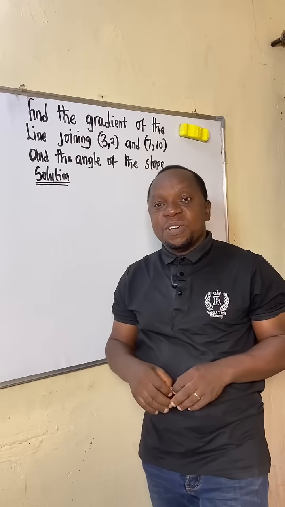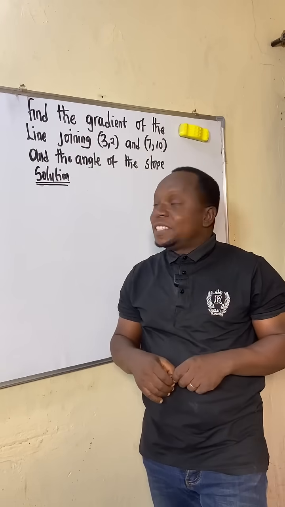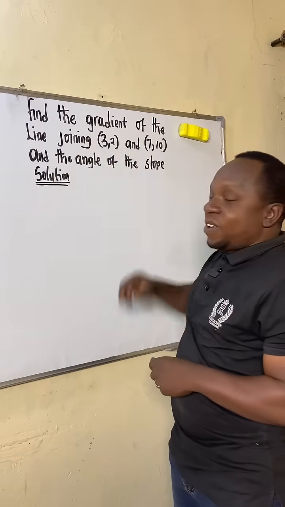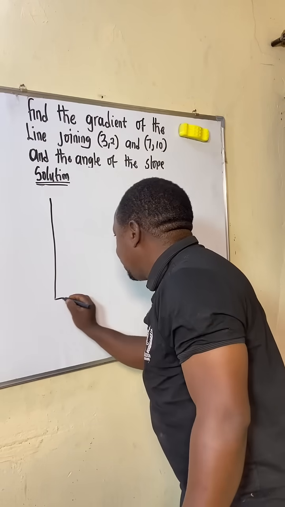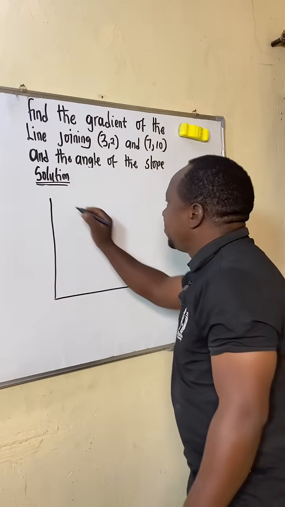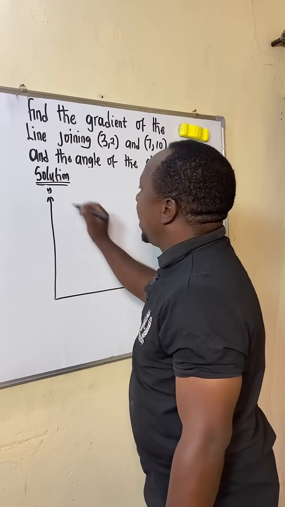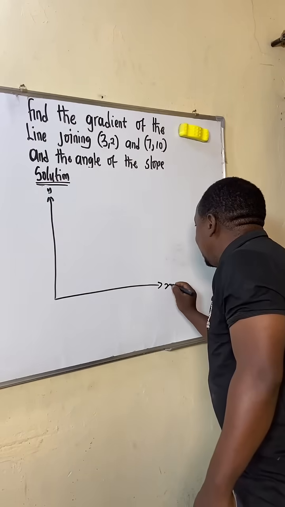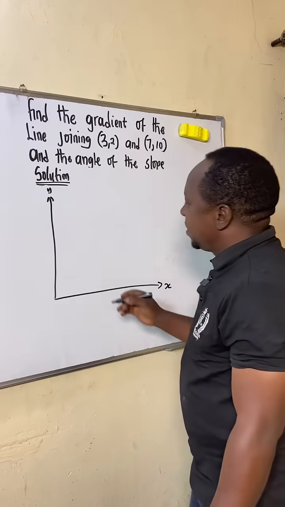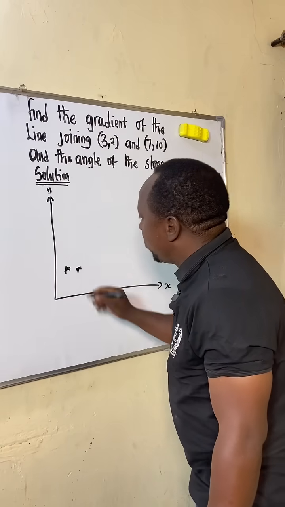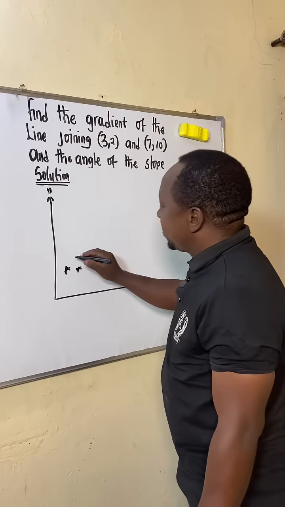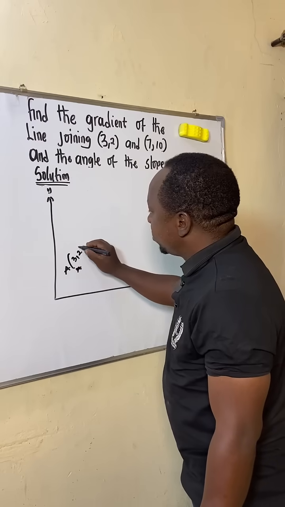To solve this question, we're going to start by sketching these 2 points on a graph. Assuming this is the graph, let this be our y-axis and our x-axis. Let's pick a point on the graph. Let's pick this point. I'll call it point A. Let the coordinate be (3, 2).